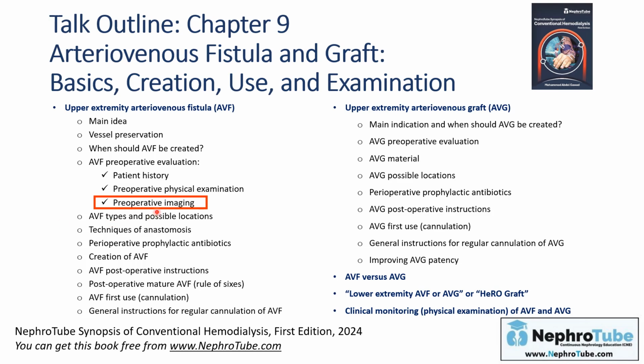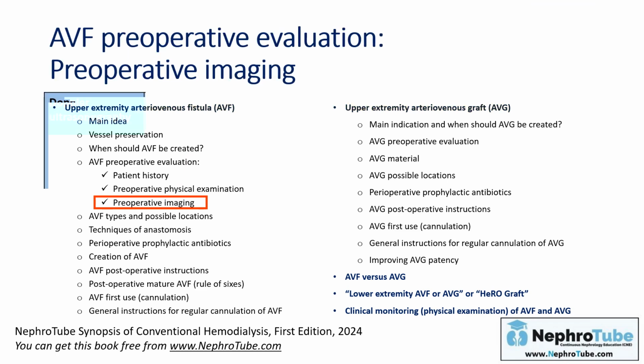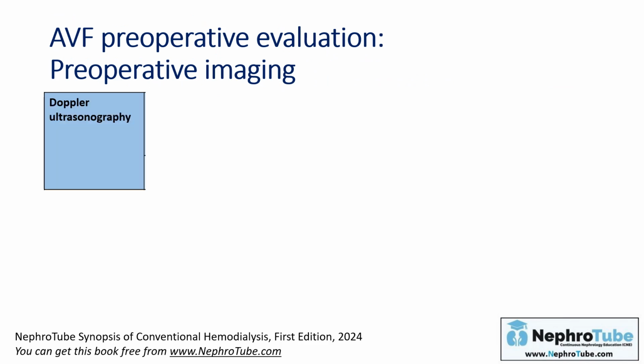So the final point in the pre-operative evaluation, after we took the history from the patient and we examined the patient, is pre-operative imaging. Regarding pre-operative imaging, the first line of imaging that is common to be done is Doppler ultrasonography. For Doppler ultrasonography, we comment on two important points: the vein size and the artery size, and the mapping of the vessels.